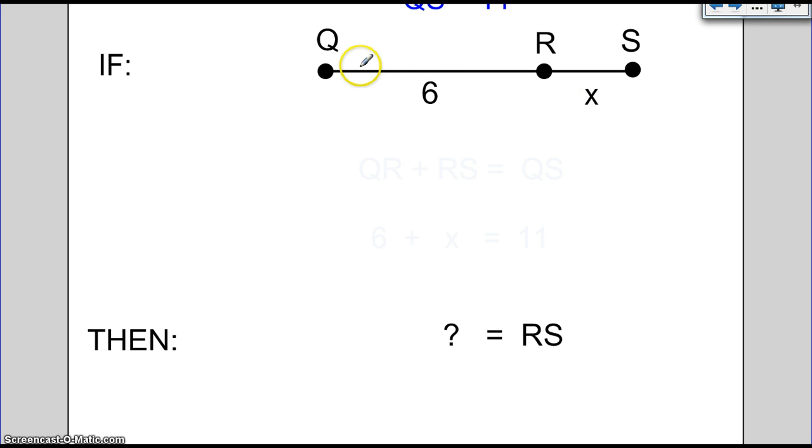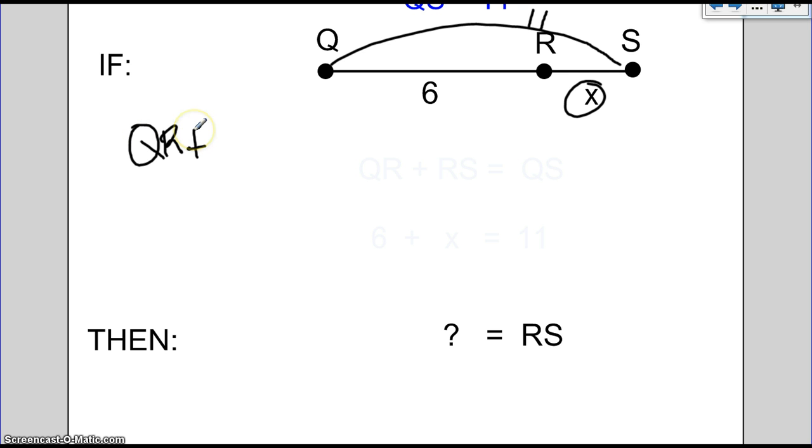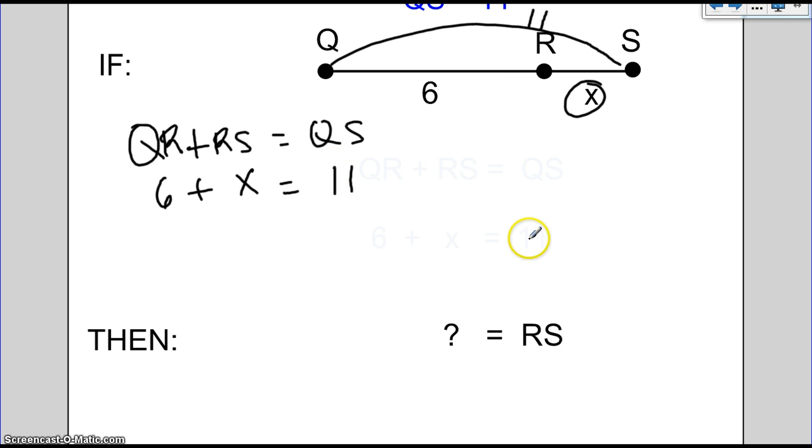Here's another example. Q to S is 11. So this whole thing is 11. Find me R to S. Find me X, right? Starting again. Piece by piece, right? Q to R plus R to S gave me Q to S. Well, what's QR? 6. What's R to S? X. That's equal to Q to S, which is 11.